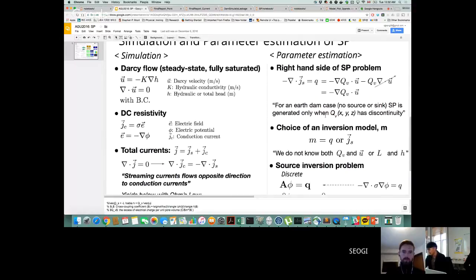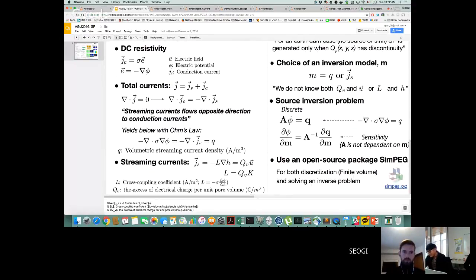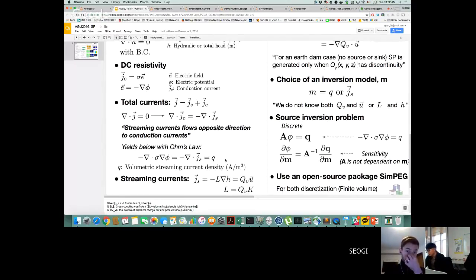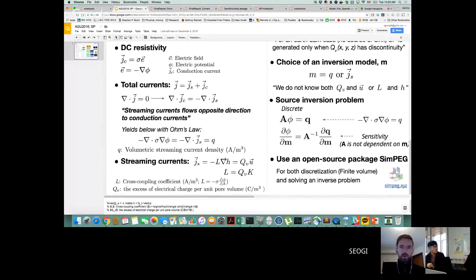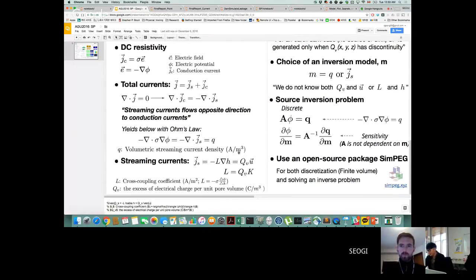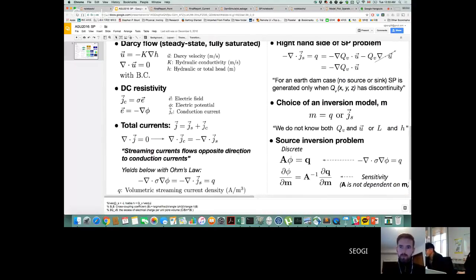Sorry, what was QV again? QV is the excess of electrical charge per unit volume. It's pretty similar to L, but the units are a little bit different. It's a charge density, sort of how much charge is generated due to water flow, because it's how much charge is available to move. Right, that's probably right. Yeah, exactly.